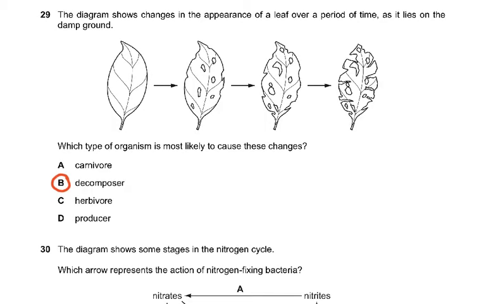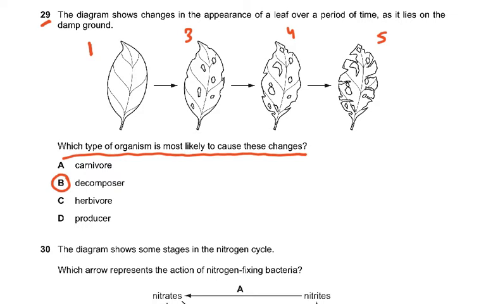Coming to question number 29. Now this was a big question being asked on WhatsApp. It says the diagram shows changes in the appearance of a leaf over a period of time as it lies on the damp ground. So on day 1, say it was like this. On day 3, it was like this. On day 4, like this. On day 5, like this. Which type of organism is most likely to cause these changes?